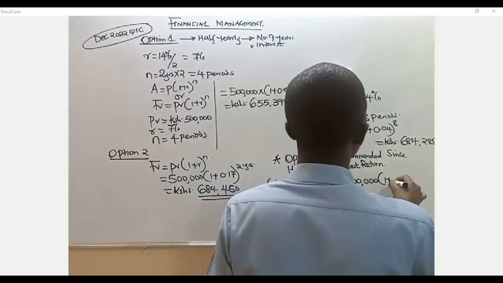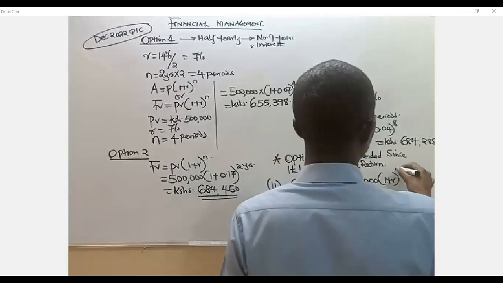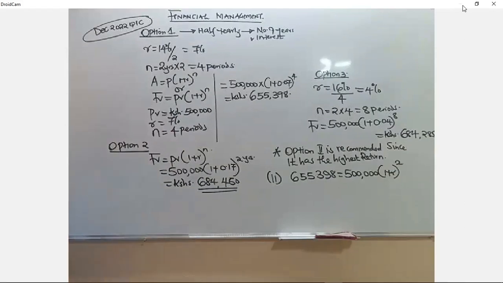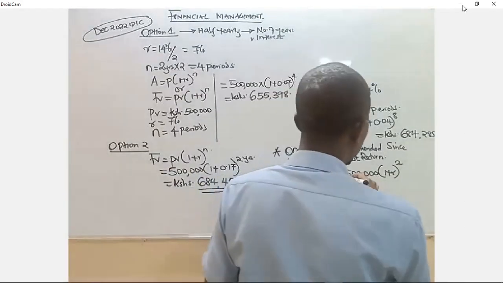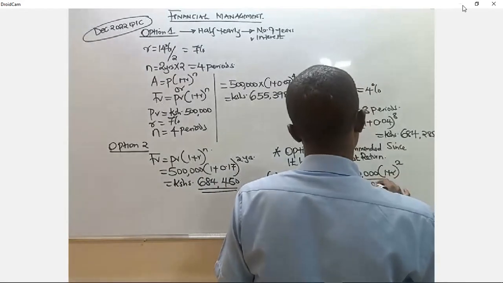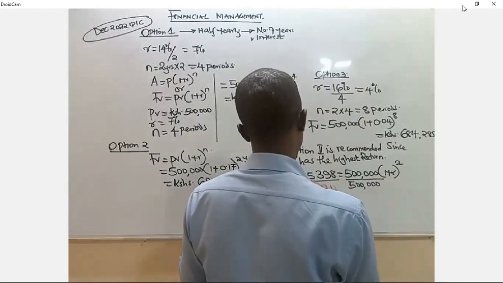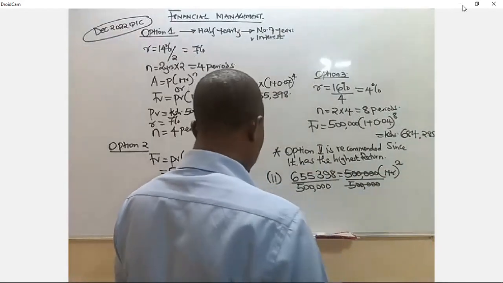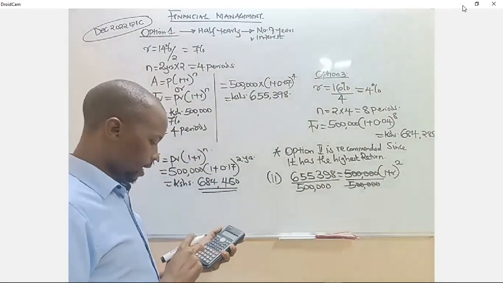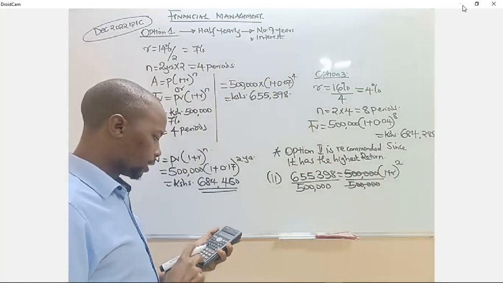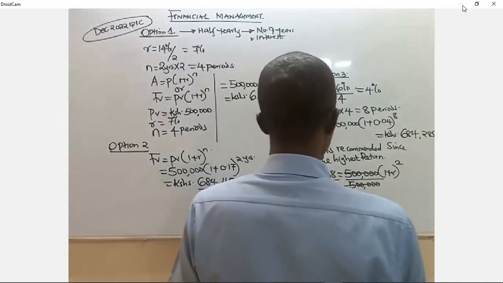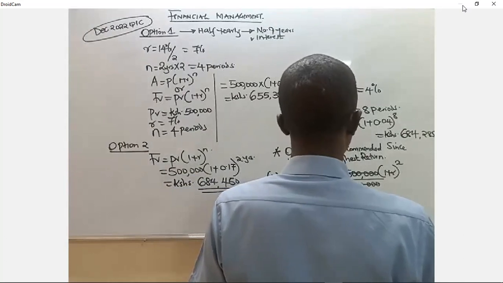We have 1 plus the rate, which the examiner is asking, then we raise power 2. You just ask yourself, what is my rate? Divide here by 500,000, and divide here by 500,000. That one and that one goes. So how much is this? You take 655,398 divided by 500,000. We are getting 1.311, which should be equal to 1 plus R, raised power 2.